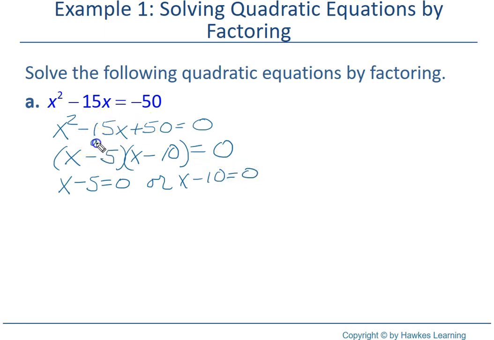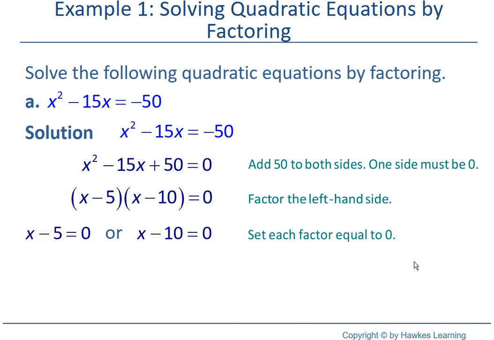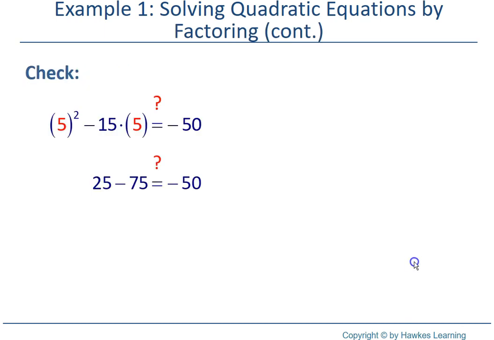Remember, this is sort of like our A times B equals 0. That's the zero factor property, where one of these factors or both have to be equal to 0. And this is the technique we use. So here we get x is 5, and here we get x is 10. This is a quadratic equation, so we need two solutions. Okay, let's check it out here. And they both work.